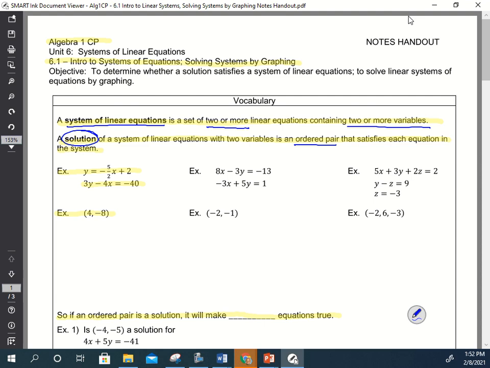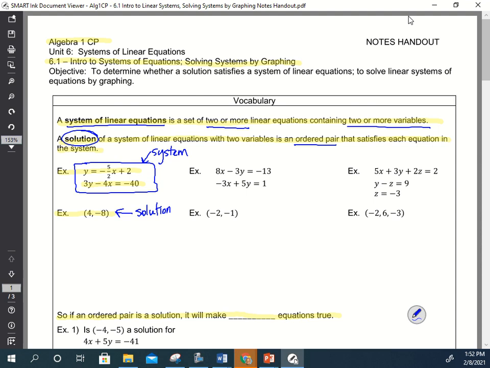So for instance, the example that I highlighted. There are 3 examples up here. As long as you write one of them, then that's fine. That way you have an example of what one looks like. So you have y equals -5 over 2x plus 2, and 3y minus 4x equals -40. So that's a system. 4 comma -8 is a solution.